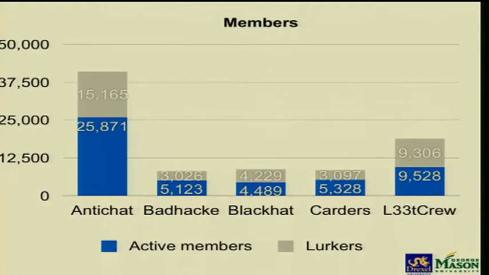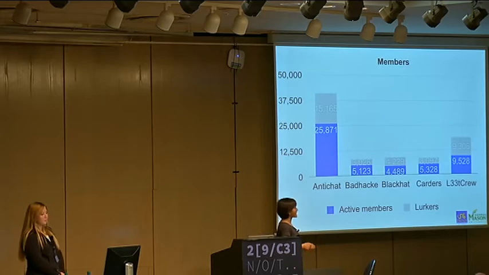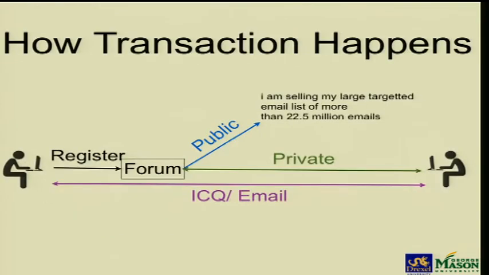Okay, so let's look at the statistics of these forums. This graph shows the number of active members and lurkers of each forum. Active members are the people who actively participate in the forum, and lurkers are the people who just register in the forum but never post anything. Member-wise, AntiChat was the largest forum we had with over 25,000 users. And Lead Crew was the second largest one with 9,000 users. And the other forums had around 5,000 active users. So typically, this is how a transaction happens in these networks.